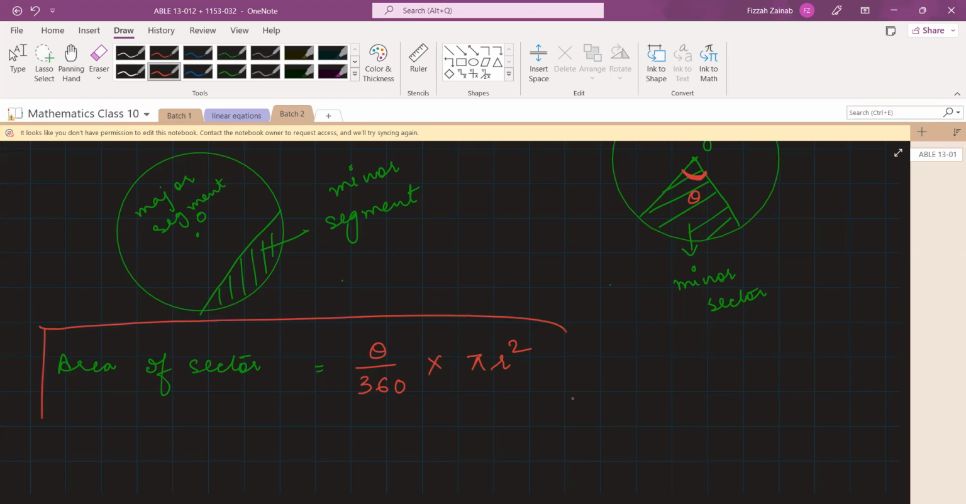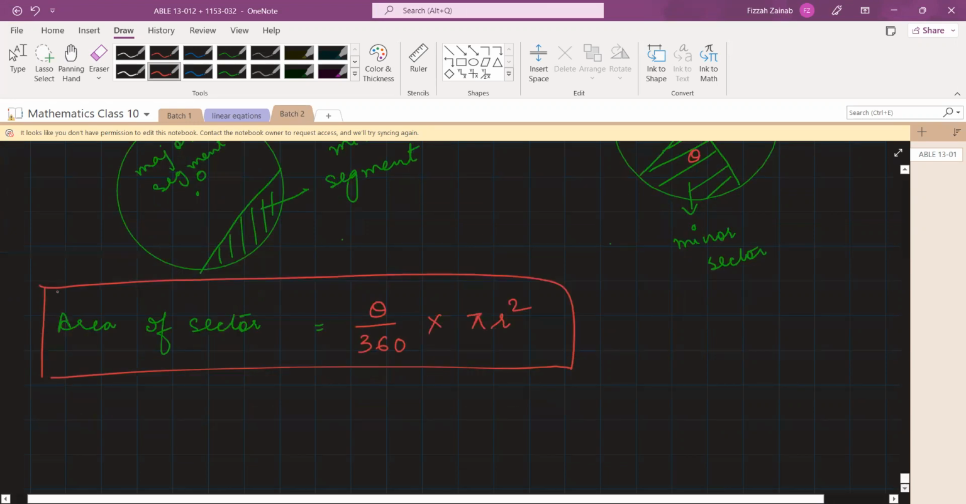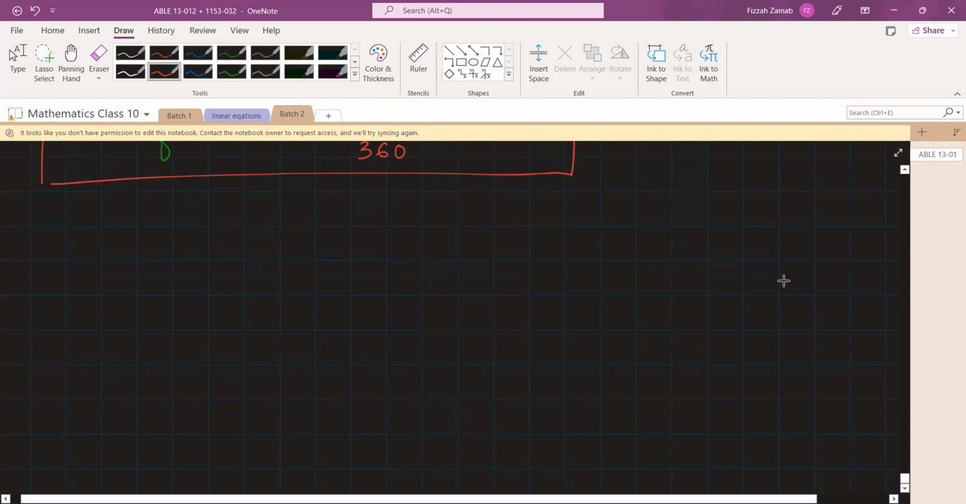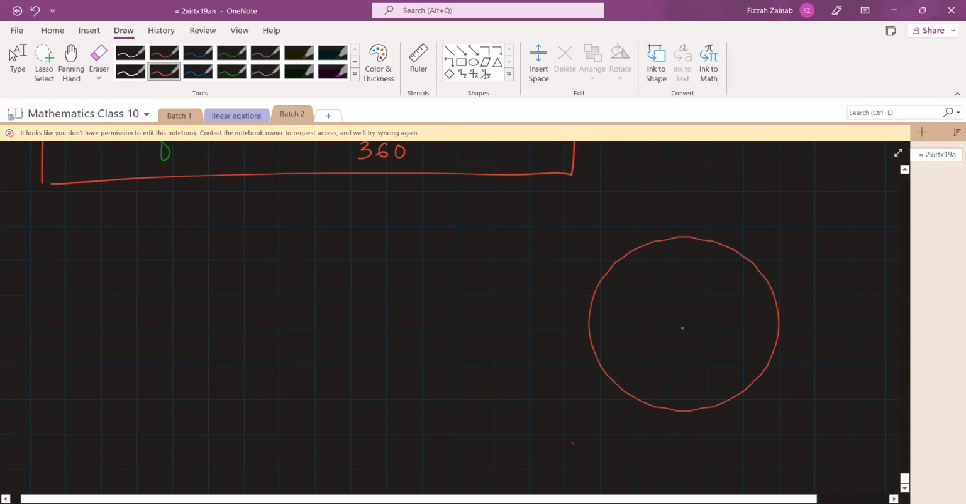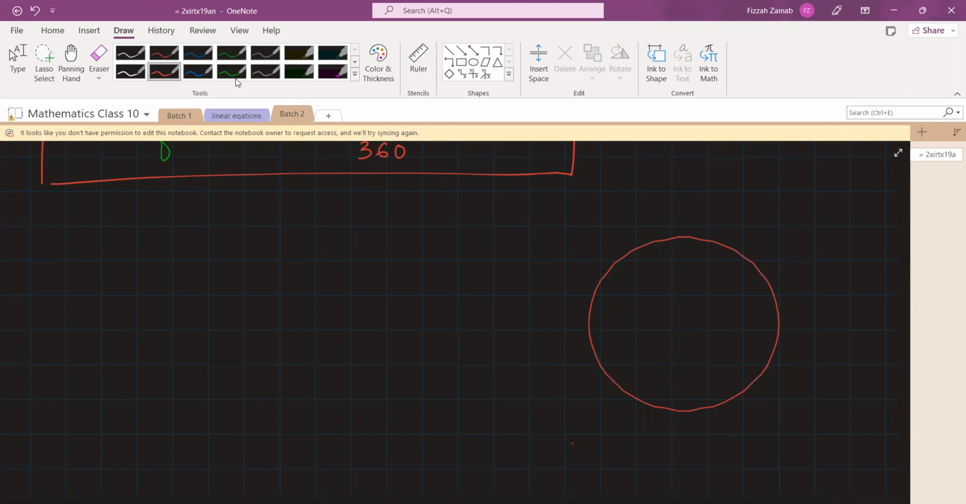This is the area of the sector. Okay, let us come to the area of the segment. So see, I'm going to derive this area for you so that you should know how you are getting it. You don't have to remember the derivation, but just once I want to show you, so at least you will get an idea.